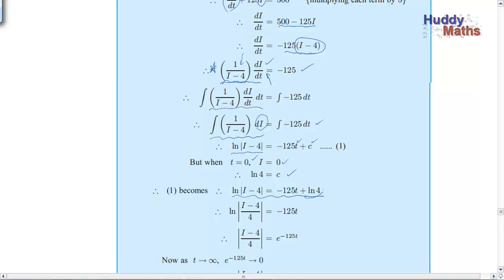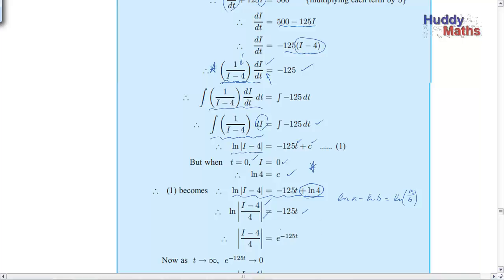remembering your log rules, subtract ln 4 from both sides. They haven't shown it here. If I have a difference of two logs, it'll be that one divided by that, so ln of I take 4 divided by 4. Remember, subtraction of logs, ln A take ln B is the ln of A over B. Need to remember that. Okay, so this is negative 125t, and notice that we've evaluated the constant back here before going to the e expression in ln. So that's an easier way of doing it there.